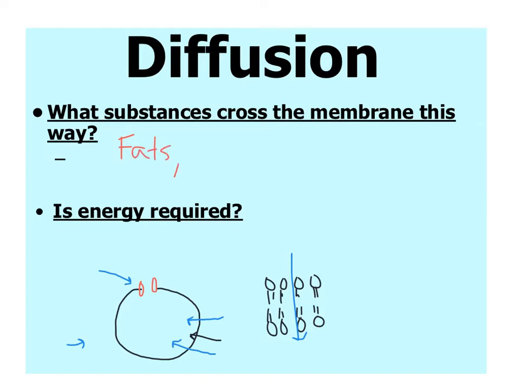Also gases like oxygen and CO2. And our last thing, it said water. If you think water, that's fine, but water really doesn't go in that way. But know these. Definitely know the gases. Oxygen and CO2 can go in and out of the cell directly through the membrane.